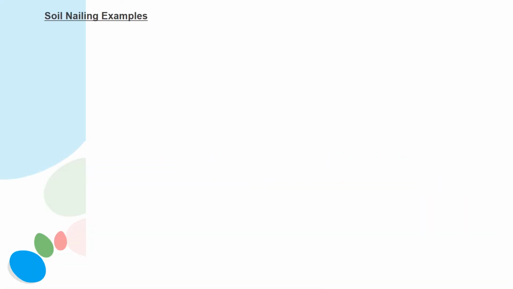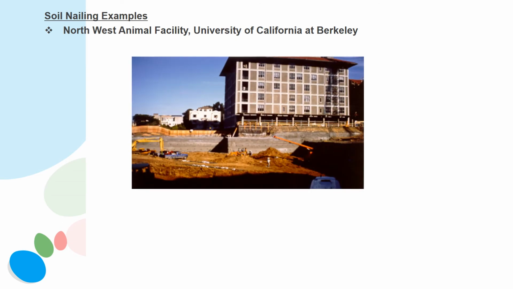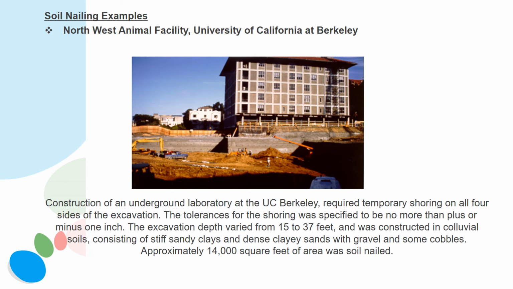Example on soil nailing: Northwest Animal Facility, University of California at Berkeley. Construction of an underground laboratory at UC Berkeley required temporary shoring on all 4 sides of the excavation. The tolerance for the shoring was specified to be no more than plus or minus 1 inch. The excavation depth varied from 15 to 37 feet, and was constructed in colluvial soils, consisting of stiff sandy clays and dense clayey sands with gravel and some cobbles. Approximately 14,000 square feet of area was soil nailed.